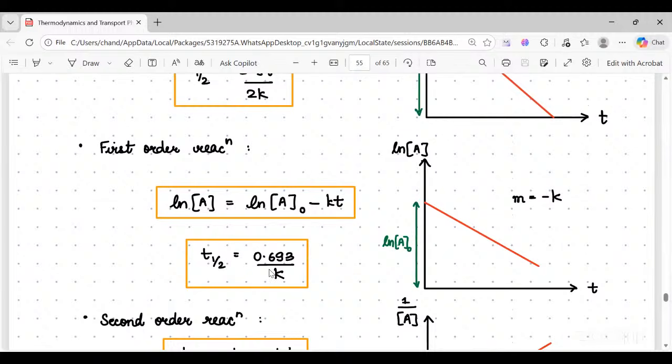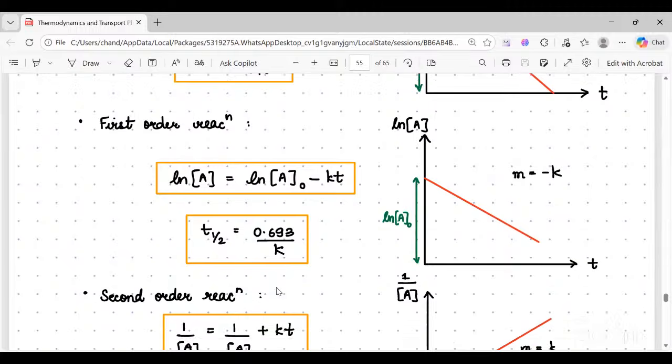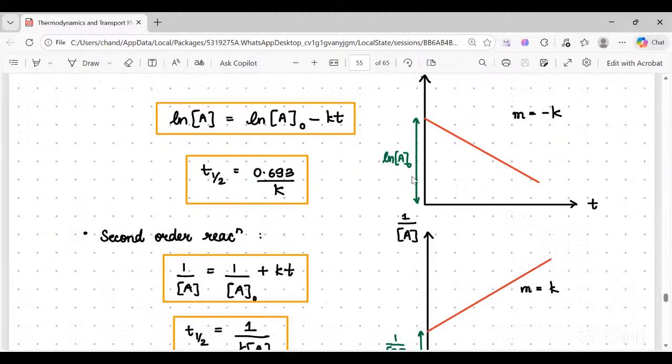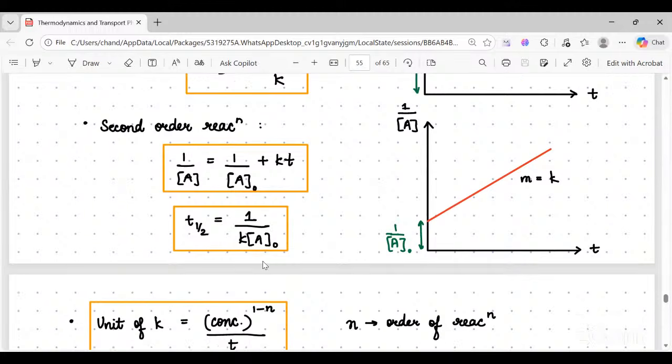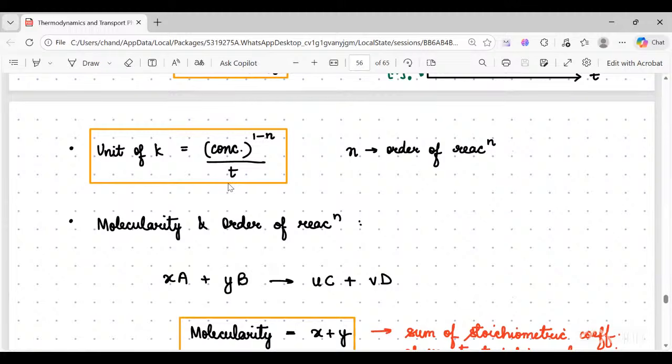So T half is equal to 0.693 by K. So it will be a straight line with a downward slope for ln A naught and T. Second order reaction: 1 by A is equal to 1 by A naught plus KT. 1 by A versus T will be an upward slope with positive direction. The T half is equal to 1 by K A naught. So the unit is nothing but concentration power 1 minus N by T.